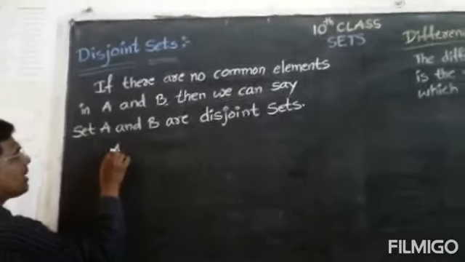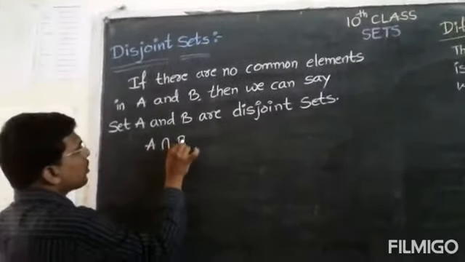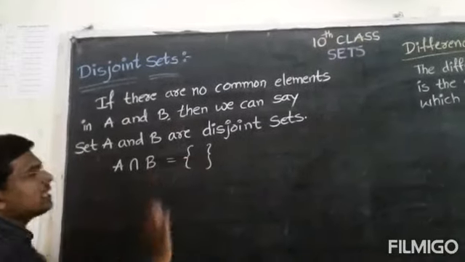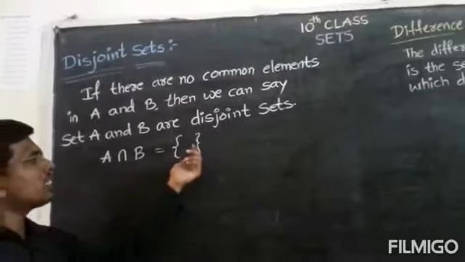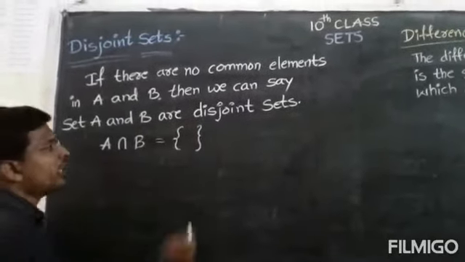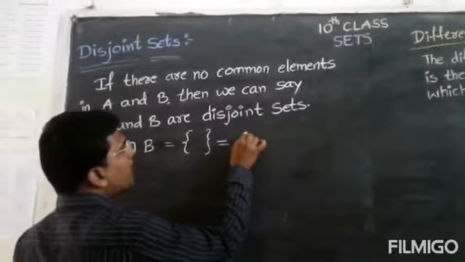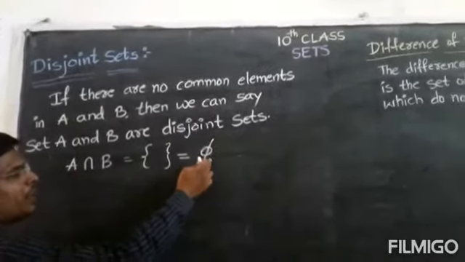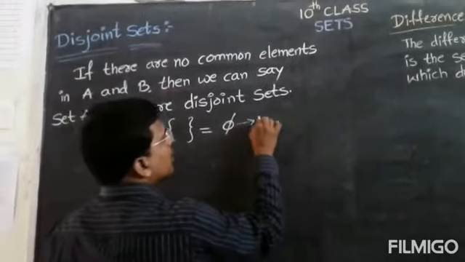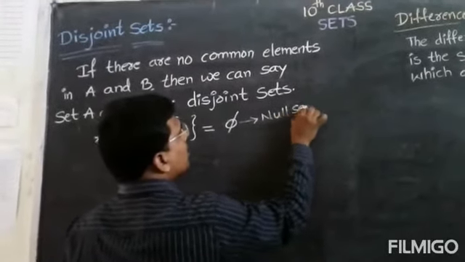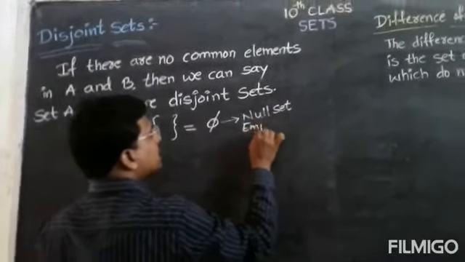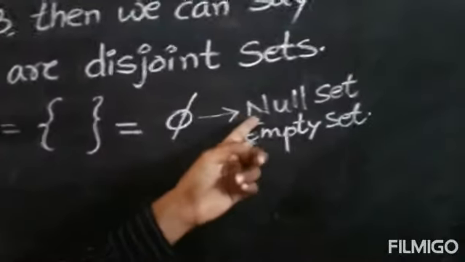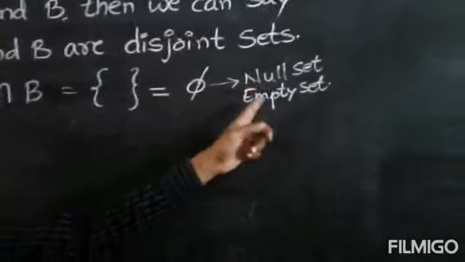Common elements are represented by intersection. So A intersection B is equal to the null set. Null set means there is no element present in it. We can also write phi. So phi means A intersection B is equal to phi. Phi means what? Null set or empty set, where no element is present. So phi is nothing but the null set or empty set.